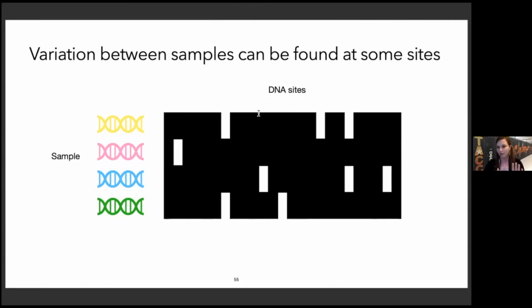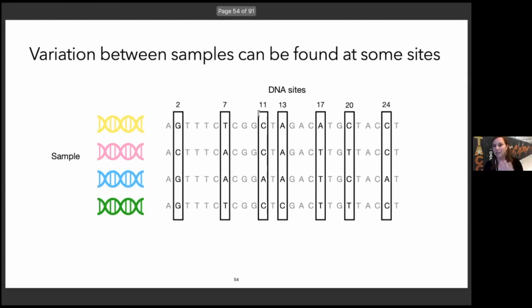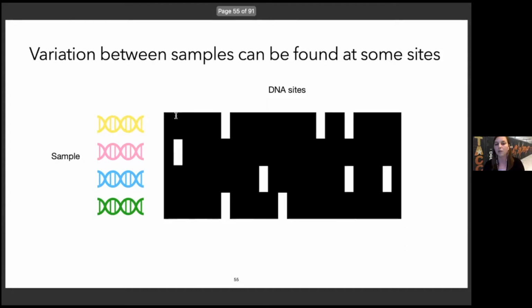And just to simplify this, instead of having to look at all of these letters, let's turn this into a simple black and white example. So for sites that have a conserved letter where they all are matching, we just visualize that as black. And for sites where there's variation, we might have our one sample as white and the others that are matching as black. So this is just easier for us to look at and to see where the variation is.